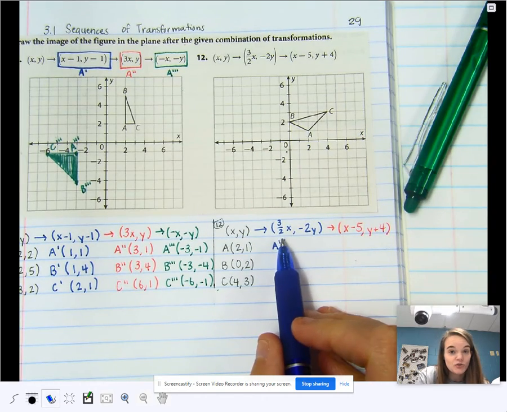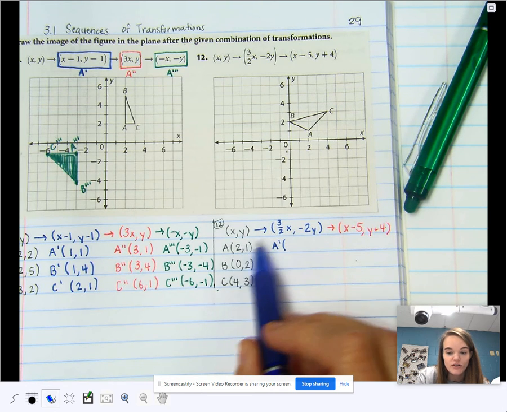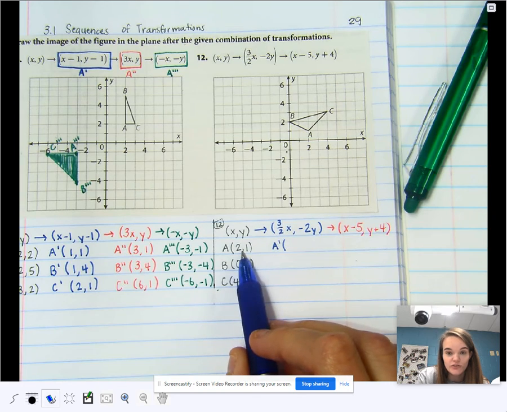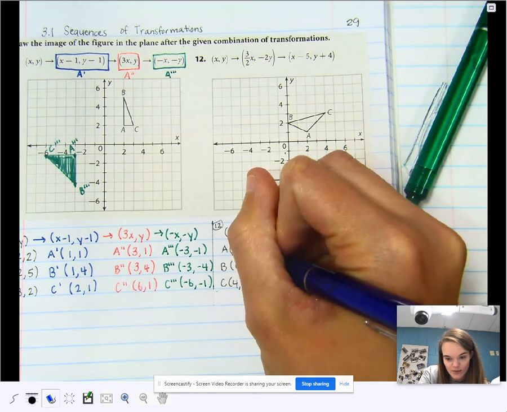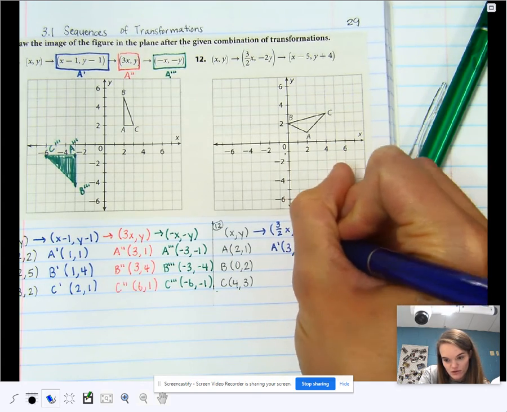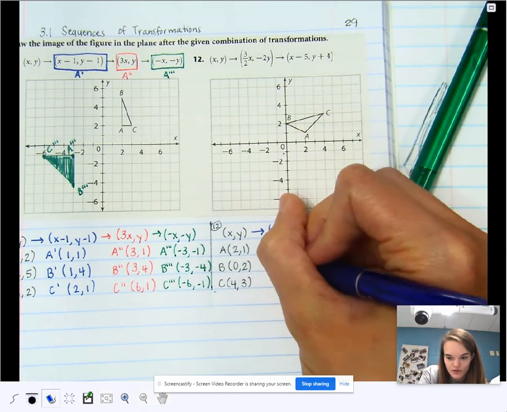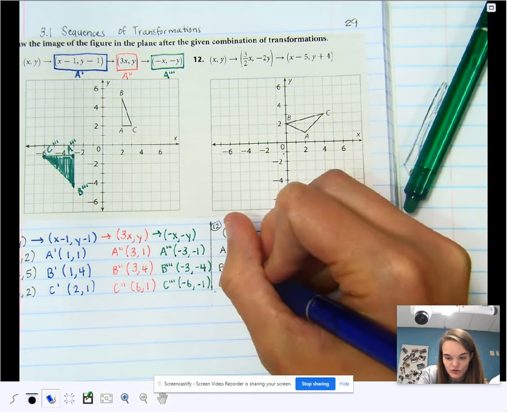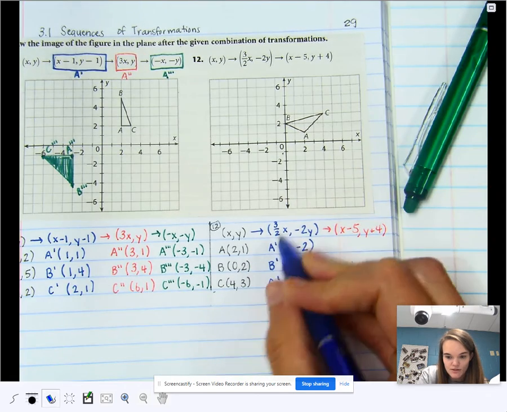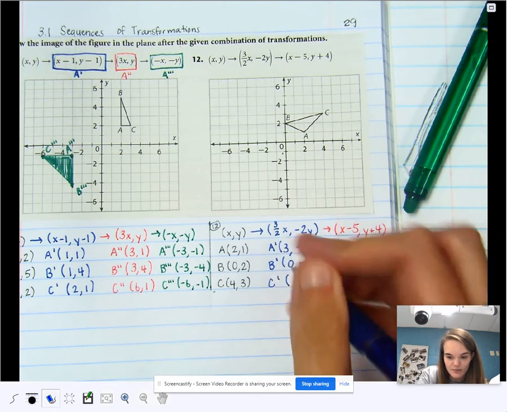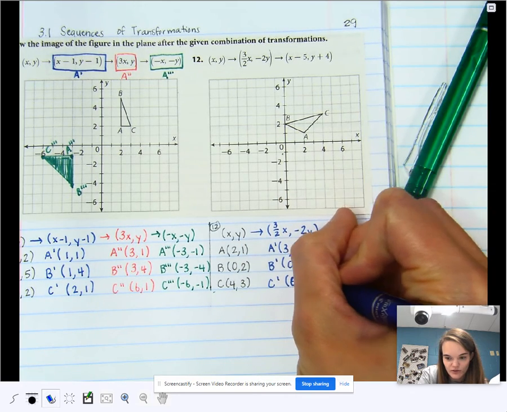Okay, here's how I do this. I could use a calculator to do it. I really don't need to though. 3 over 2 times 2, which means I've got 3 times 2 is 6, divided by 2 is 3, comma, -2 times 1 is -2. B prime, anything times 0 is 0. -2 times 2 is -4. C prime, 4 times 3 is 12, divided by 2 is 6. 3 times -2 is -6.